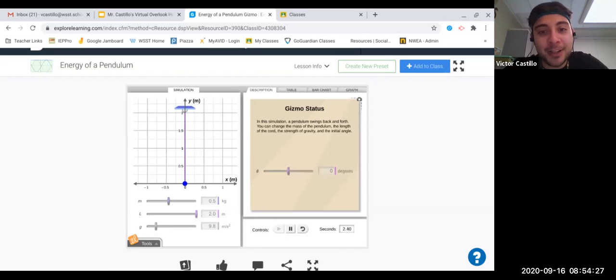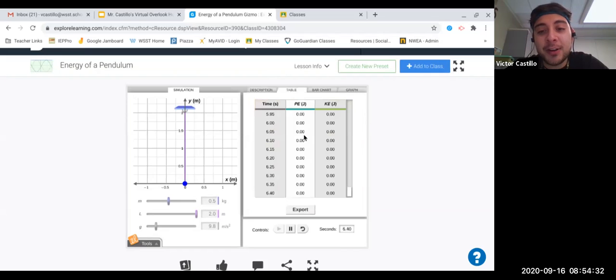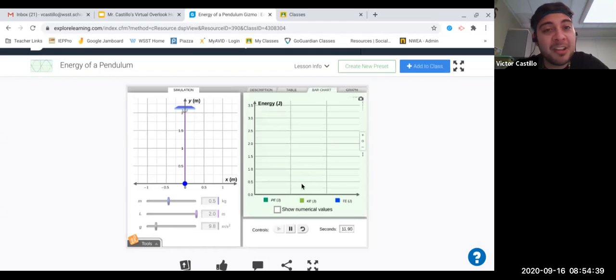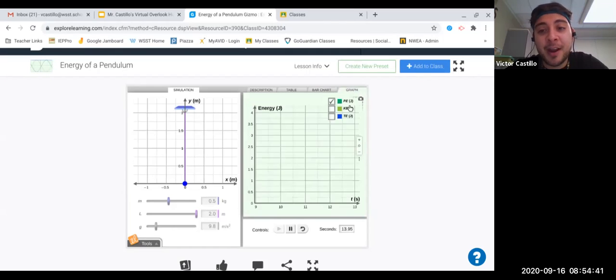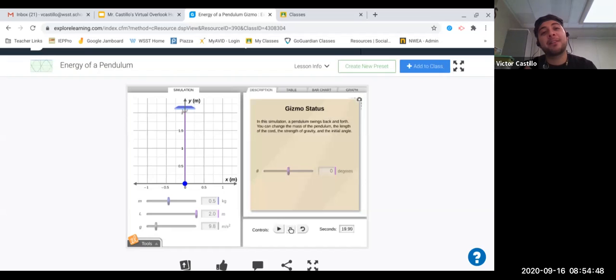Obviously, nothing's happening. It's not moving, right? If you go to the table, the potential energy and the kinetic energy is what? 0 joules. Nothing's happening. The bar chart, nothing's happening. The graph, nothing's happening. Basically, nothing's happened because we haven't built up the energy. No energy has been building up. There's no potential energy because nothing's being stored, because nothing's moving. Nothing's being transferred.